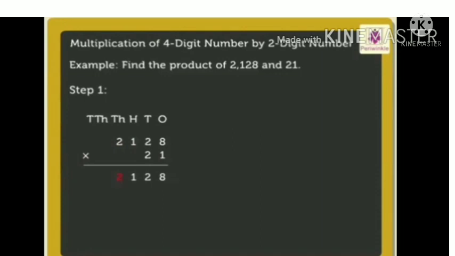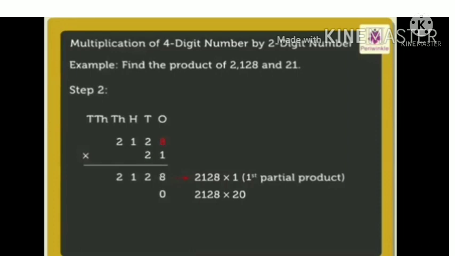We will call 2128 the first partial product. Step 2. Multiply 2128 by the digit in the tens place of the multiplier. As the digit 2 is in the tens place of the multiplier, we are actually multiplying 2128 by 20. So, we write a 0 below the digit 8 of the first partial product.